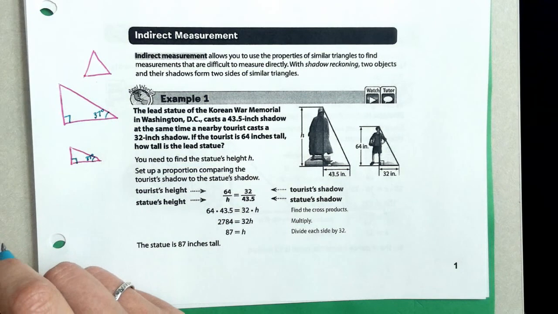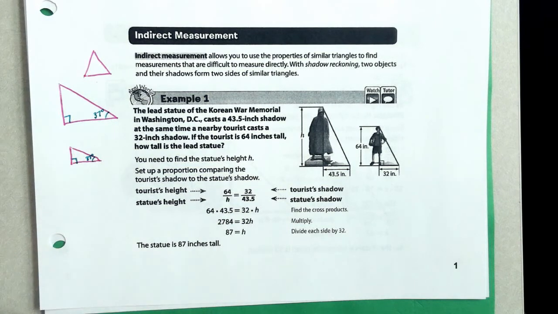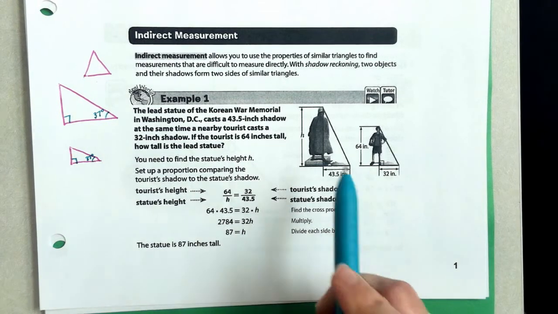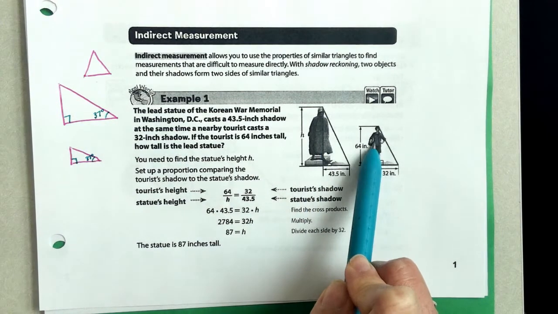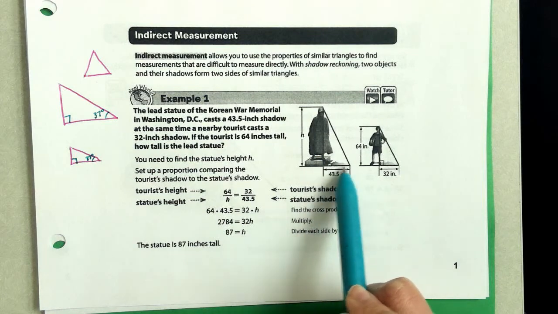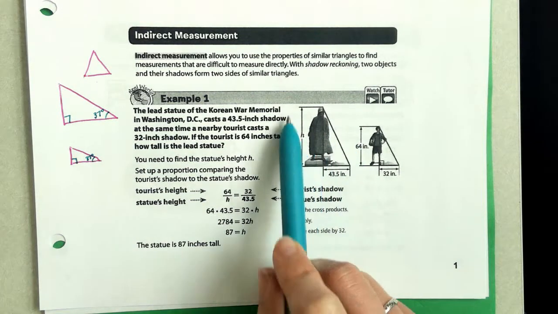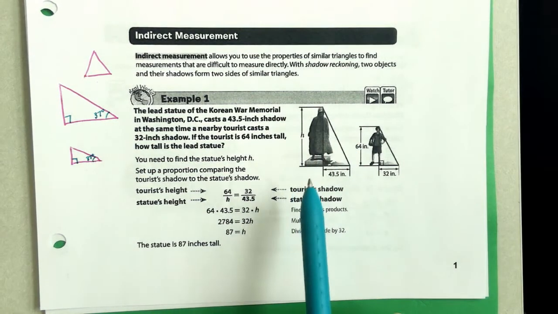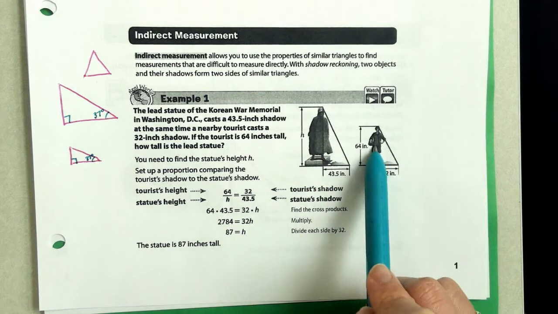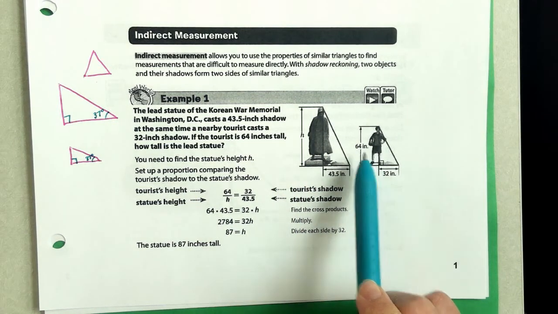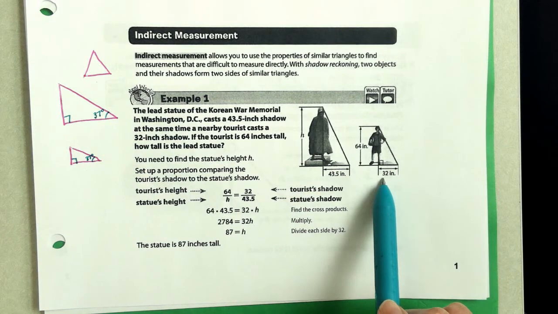Okay? With shadow reckoning, two objects and their shadows form two sides of similar triangles. So in this example, they're talking about a statue and a tourist. So we have our picture of a statue and a tourist. We're using our shadows to help us figure out the height of the statue here. So we know the tourist is 64 inches tall and gives a shadow of 32 inches.